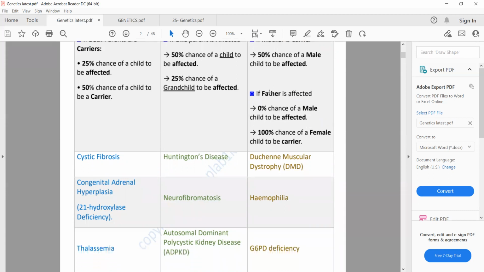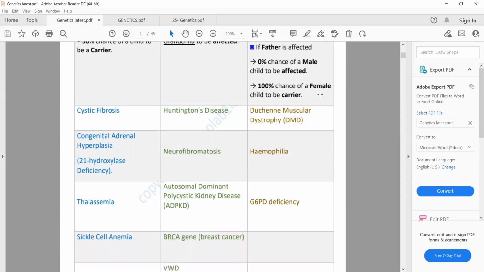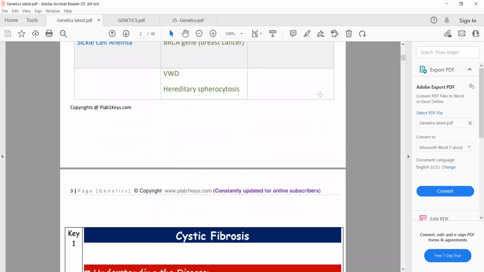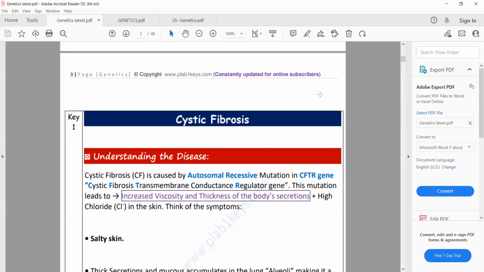If the father is affected with an X-linked recessive disease, because X-linked disease cannot be passed from father to the son, so 0% chance of a male child to be affected and 100% chance of a female child to be a carrier if the disease is X-linked recessive. If it's X-linked dominant, then 100% chance of a female child to be affected. Examples of X-linked recessive disease include Duchenne muscular dystrophy, hemophilia, G6PD deficiency, etc.